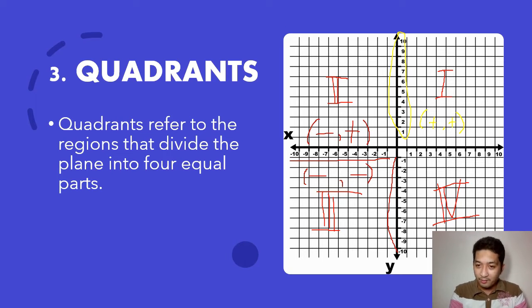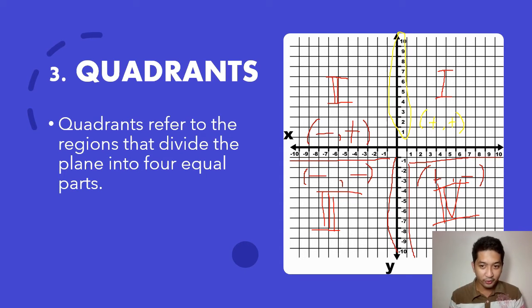Now, let's go with the fourth quadrant. In the fourth quadrant, looking at the values of x, they are all positive. And looking at the values of y, they are all negative. So, in summary, quadrant 4 consists of positive x values and negative y values.